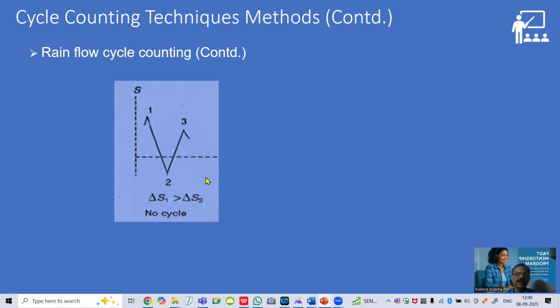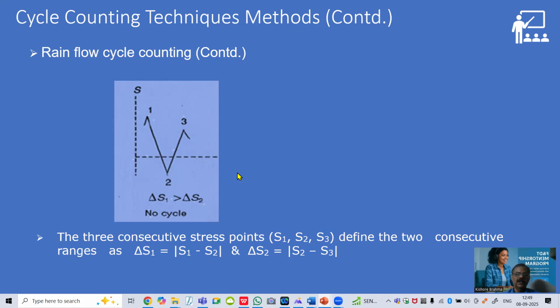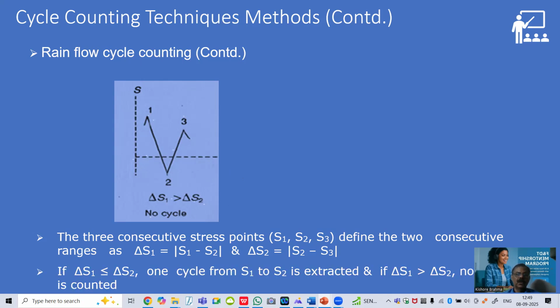In a given spectrum, take any 3 points and find out the stress range with respect to absolute value, and see whether delta S1 is greater than delta S2 or delta S2 is greater than delta S1. Based on that, one can identify whether a cycle can form or not.